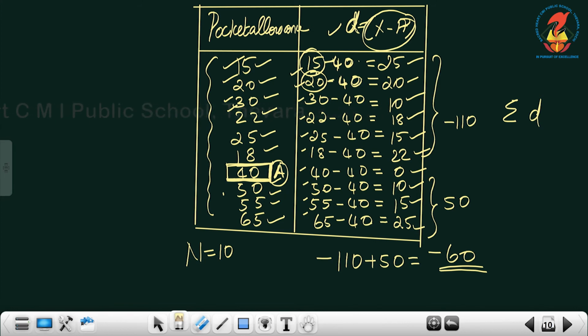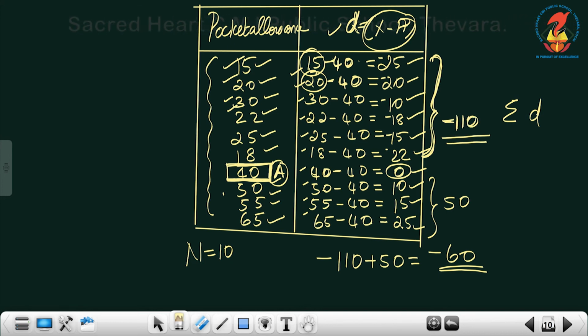It can be divided into two sections. Here you have 40 minus 40, which gives you 0. The values above this 0 are negative values: 15 minus 40, 20 minus 40, all these are negative values. I forgot to write negative here. By adding all these negative values, you will get minus 110.